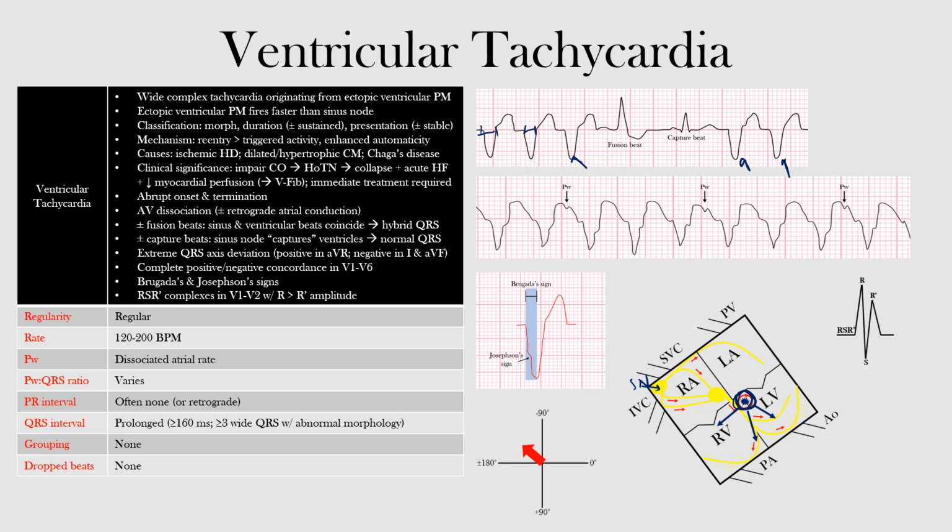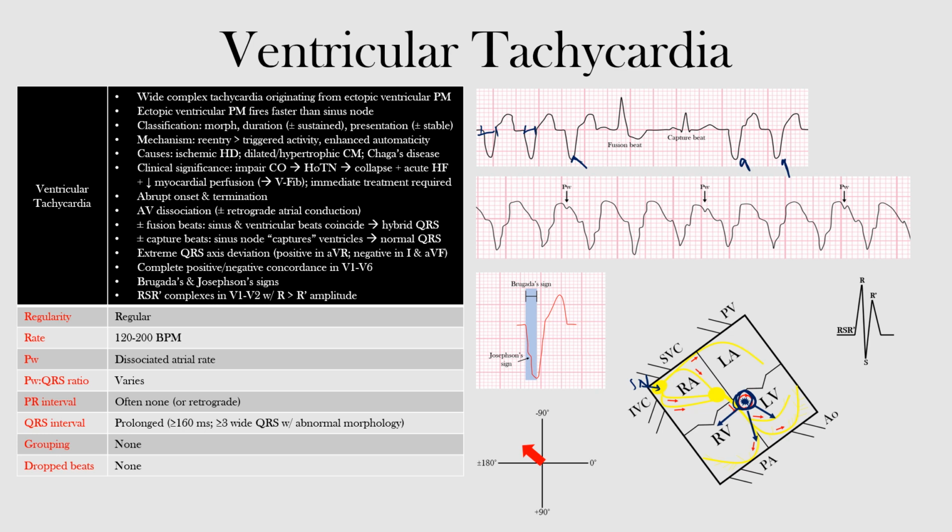And the third way we classify VTAC is by clinical presentation. That is pretty self-explanatory. Is the patient hemodynamically stable or not? Okay. For instance, if the patient is hypotensive, in cardiac failure, has chest pain, or is mentally impaired, that would suggest an unstable circumstance. So again, there are 3 general classifications for VTAC: the morphology, the duration, and clinical presentation.